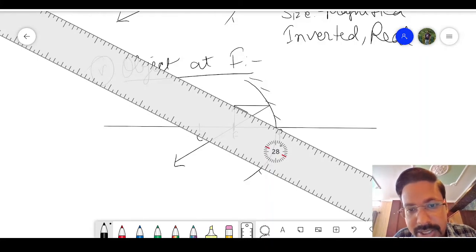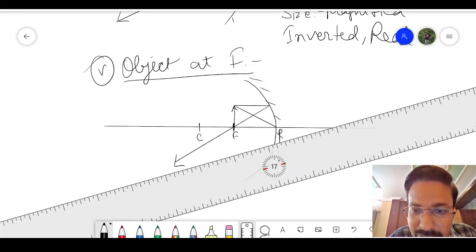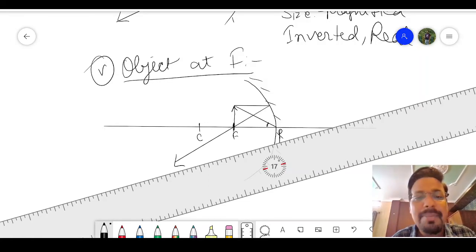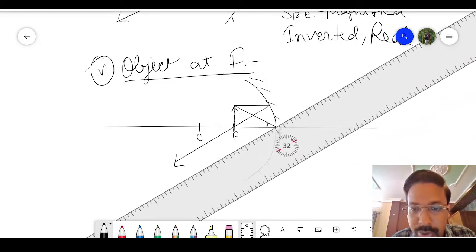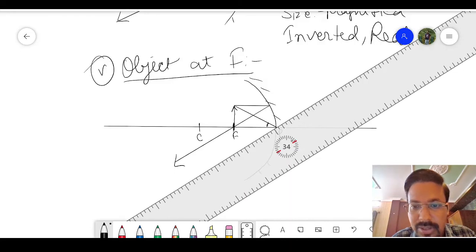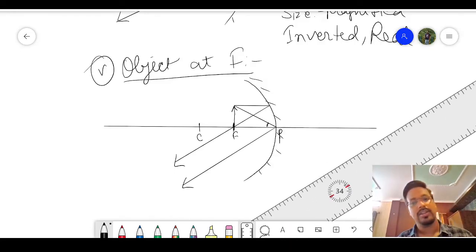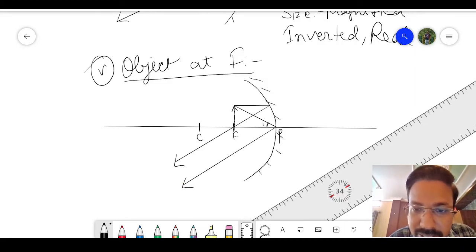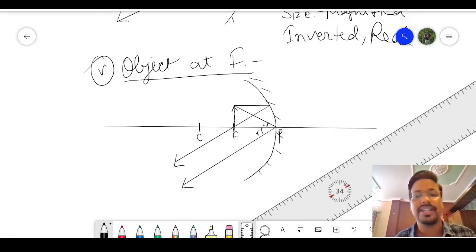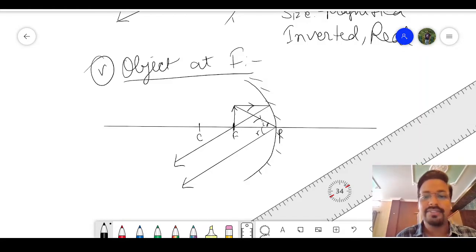If we draw this ray of light that passes through the pole, what happens is the angle formed here, after reflection it will form the same angle and come out. So you'll use a protractor and measure the same angle here so that it comes out like this. These two angles, this is the angle of incidence and this is the angle of reflection. These two angles should be equal. So here is our incident ray, reflected ray, incident ray and reflected ray.